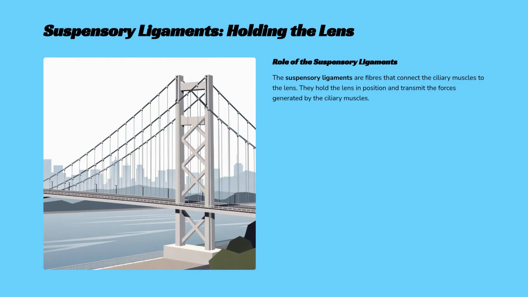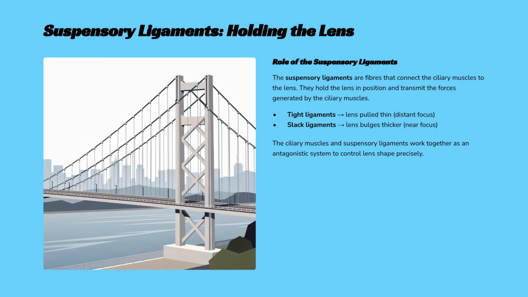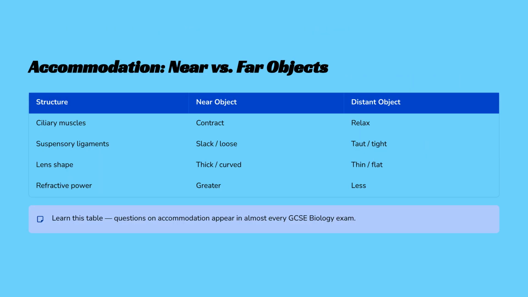The suspensory ligaments connect the ciliary muscles to the lens, holding it in position. They transmit forces from the muscles to change the lens shape, working as an antagonistic system with the ciliary muscles. This table summarizes the changes during accommodation for near versus distant objects, including ciliary muscle action, ligament tension, lens shape, and refractive power. Mastering this is key for exams.